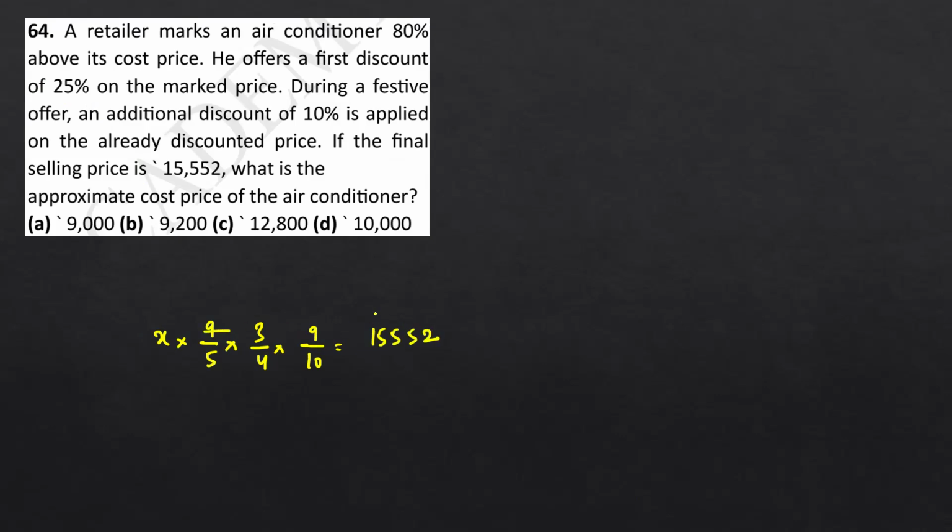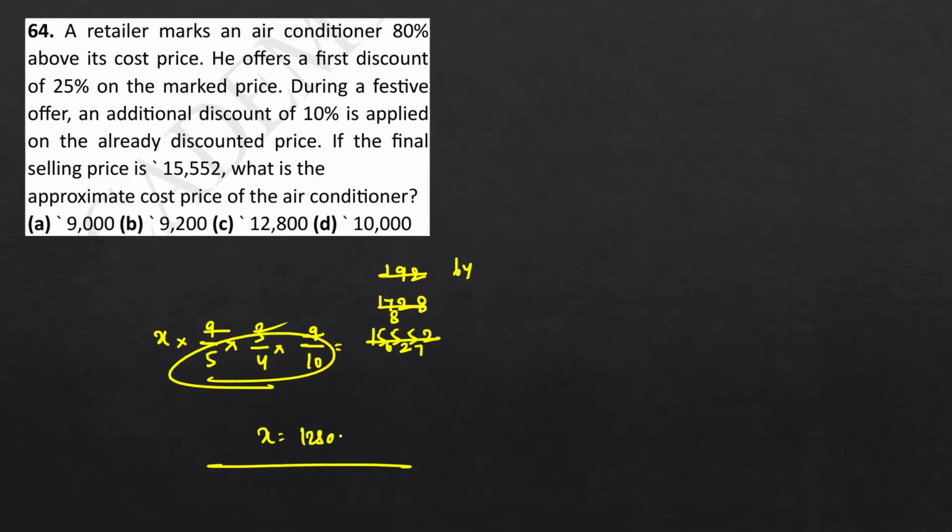Cancel it in the 9 table. 9 ones are 9, 9 sevens are 63, 9 twos are 18, 9 eights are 72. Again, you cancel it in the 9 table. 9 ones are 9, 9 nines are 81, 9 twos are 18. 3 table, 64. So 64 into 20 is 1280. So 12,800 rupees is the cost price.